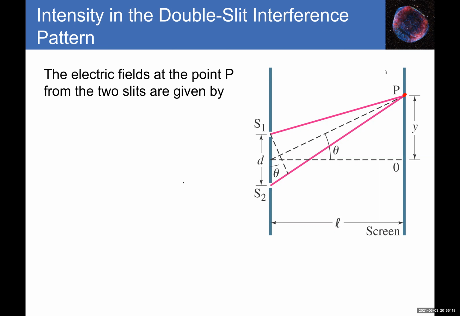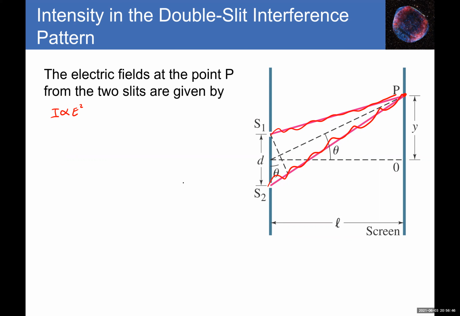If you remember in the electromagnetic chapter, we talked about where the intensity was proportional to the electric field square. Remember, the intensity is basically the average Poynting vector, and the average Poynting vector was proportional to the electric field square. That means the electric field vector at any point P will be the sum of the electric field vectors of the waves coming from slit 1 and slit 2.